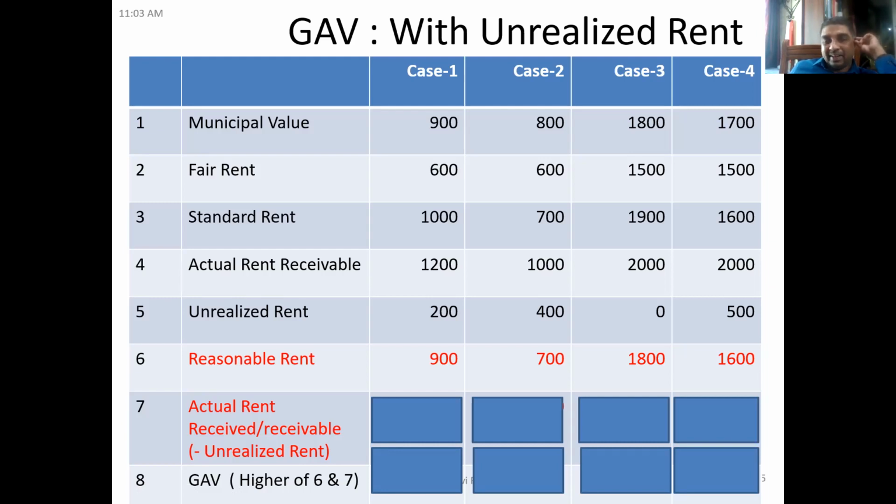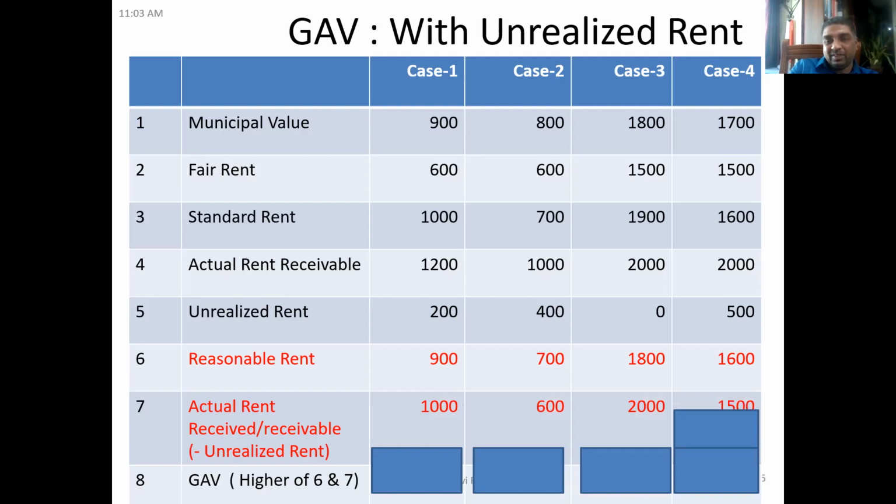Then actual rent. If you assume that all these conditions are complied with, then actual rent means actual rent received or receivable minus unrealized rent. So you calculate what should be there in row number 7. Actual rent, that is rent received and receivable minus unrealized. What should be the first one? 1000. Then 600, 2000, 1500. Very good.